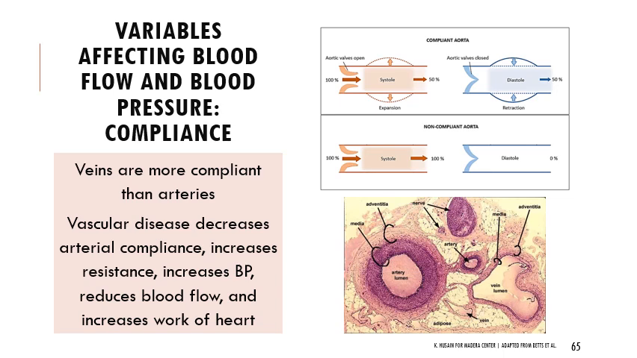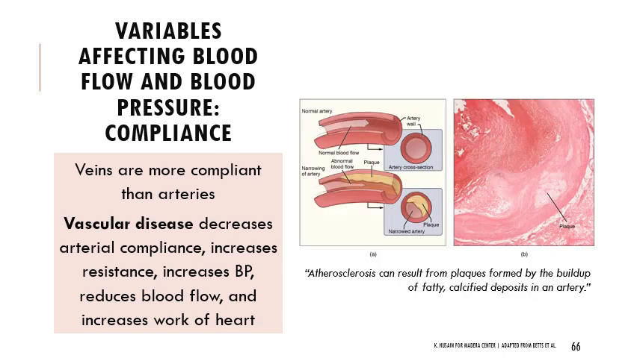So when we have things like vascular disease, those might decrease arterial compliance. That in turn increases resistance because you have more resistance, it's less compliant. That in turn increases blood pressure and reduces blood flow and increases the work that the heart has to do. So one example of vascular disease is atherosclerosis. We can see that diagrammed here, where we have a narrowed artery and buildup of plaque, which reduces compliance and expansion, increasing the work of the heart.